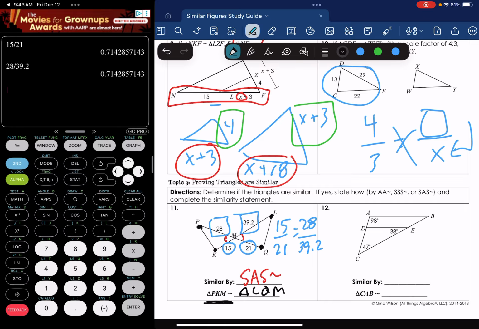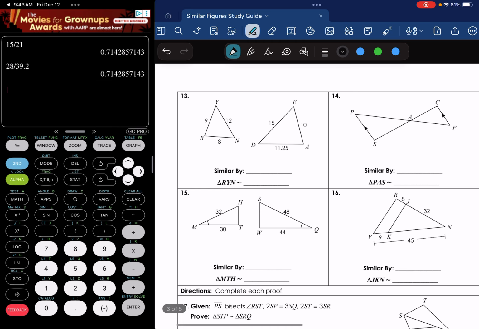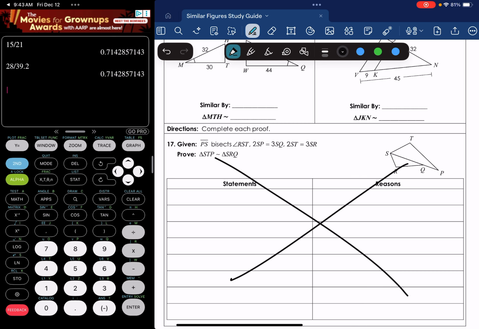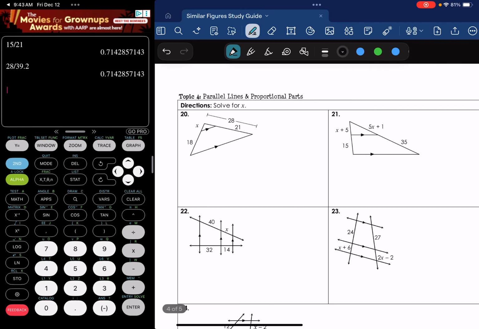So you do the same thing on all these problems. Just make sure you're evaluating doing angle-angle, side-side-side, or side-angle-side similarity on problems 11 through 16. Problem 17, we're not doing proofs, so you can skip that.